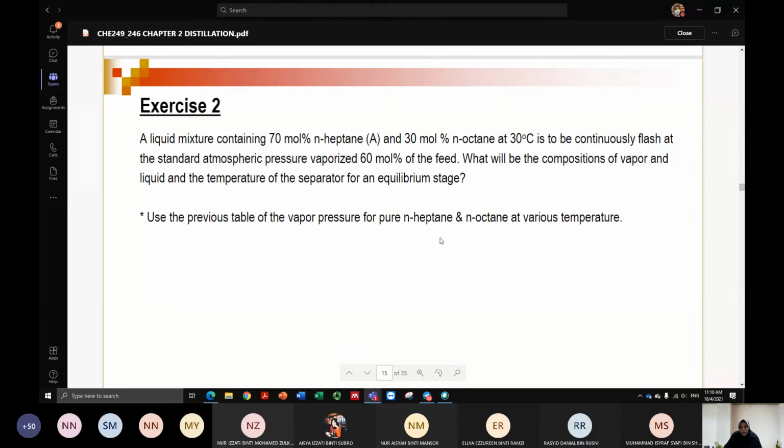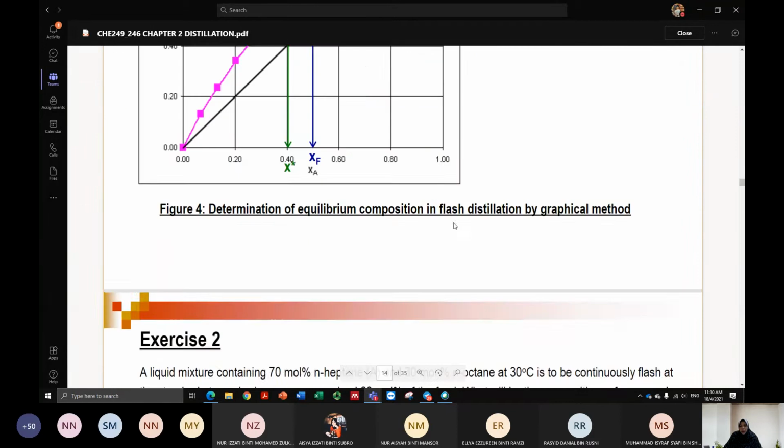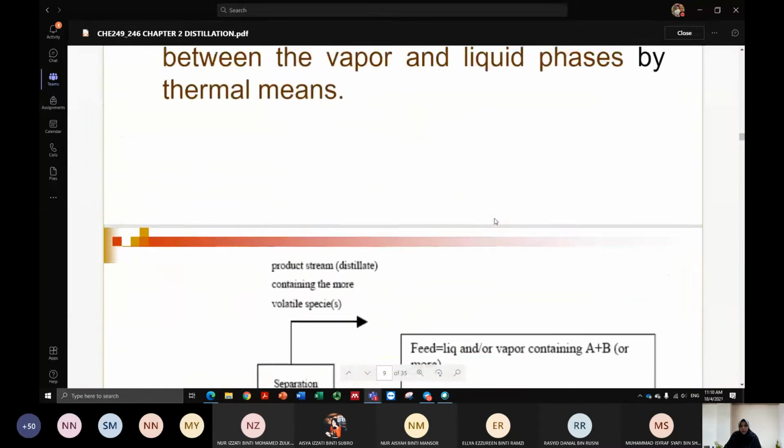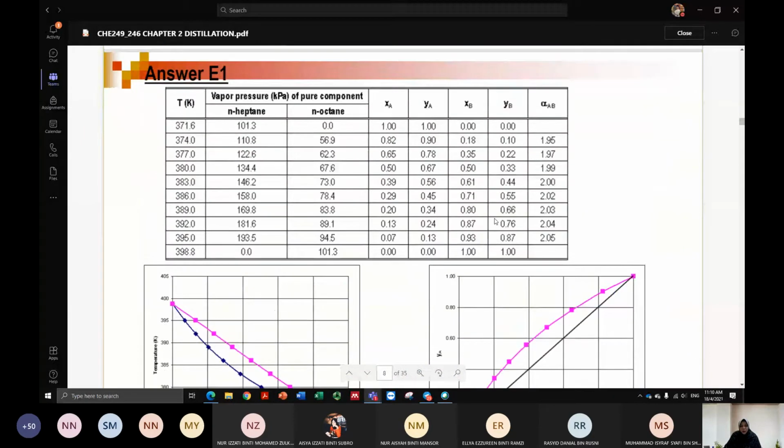Okay, do you have, let's say, heptane and octane? Hold on. Okay. All right, exercise number 2.